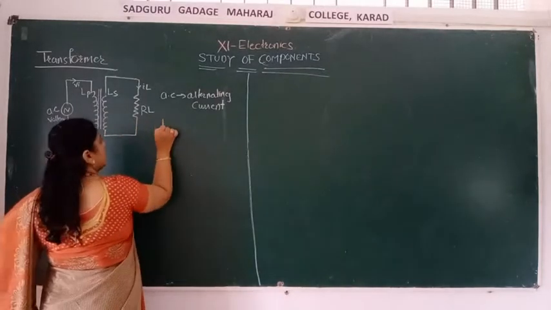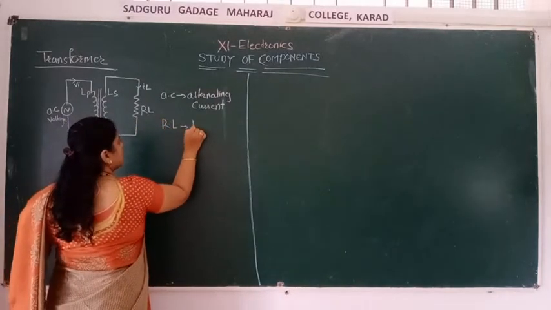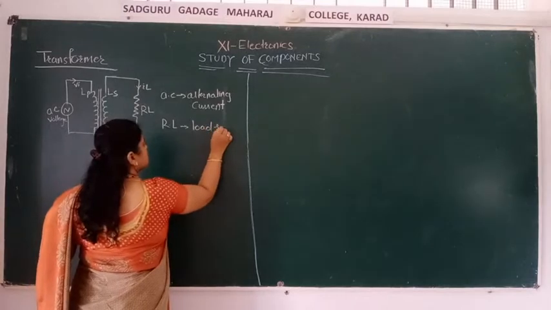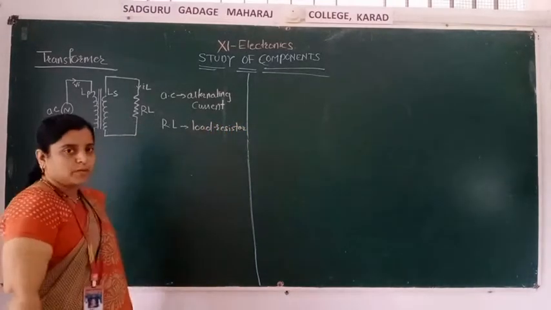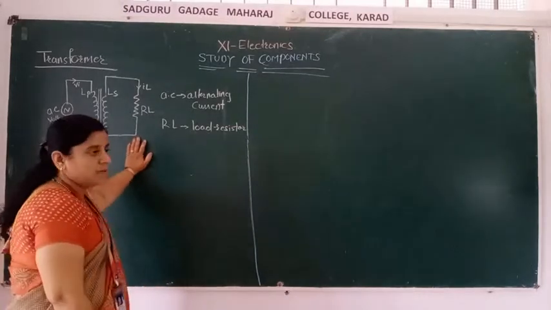Where this RL is what? RL is the load resistor. RL is what? It is the load resistor. Okay. So this is the transformer.